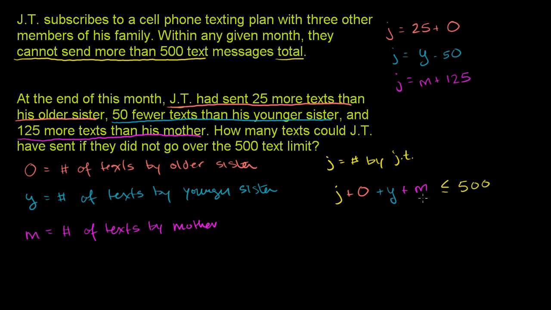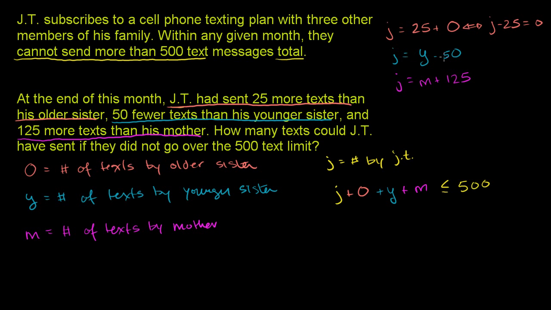Now, I want this all in terms of J, because we want to say how many texts JT could have sent. So let's solve for O in terms of J, solve for Y in terms of J, and solve for M in terms of J. And then we can substitute back over here. If J is equal to 25 plus O, if we subtract 25 from both sides, we get J minus 25 is equal to O.